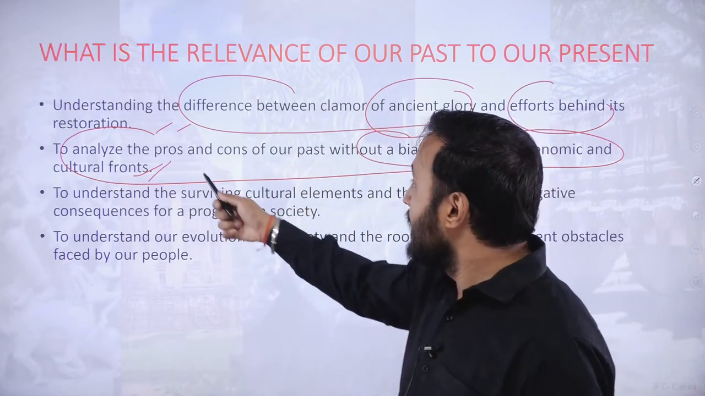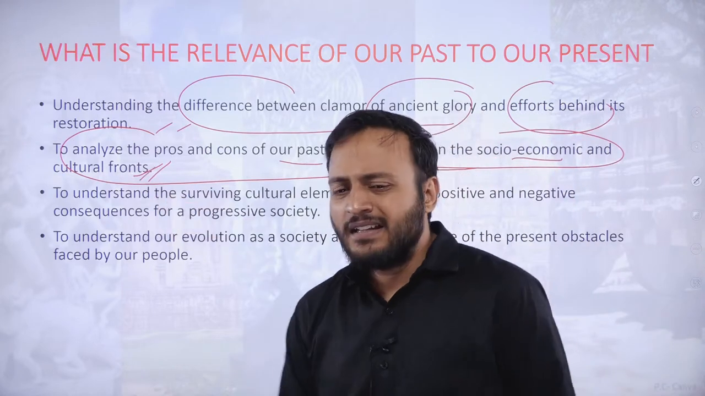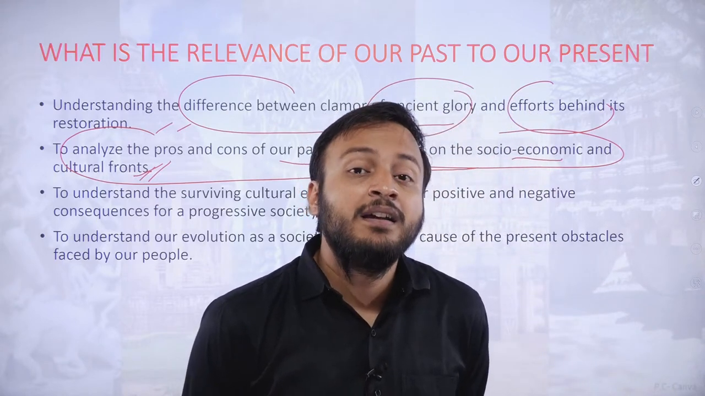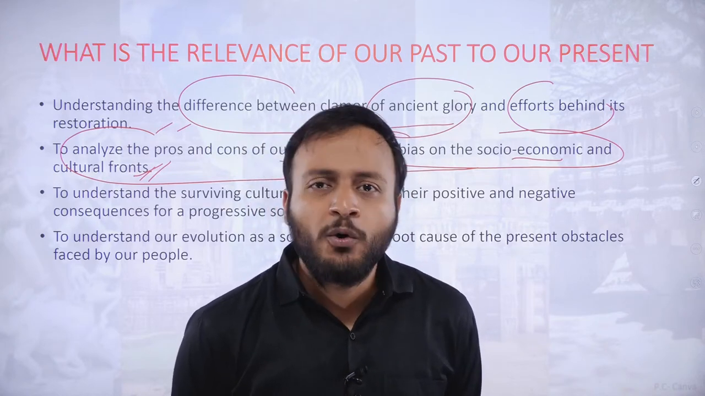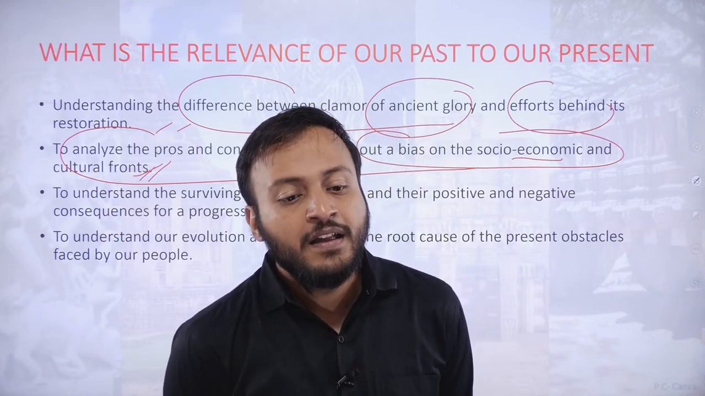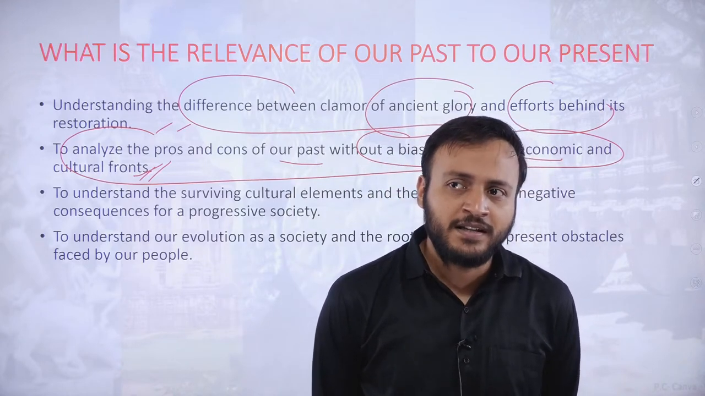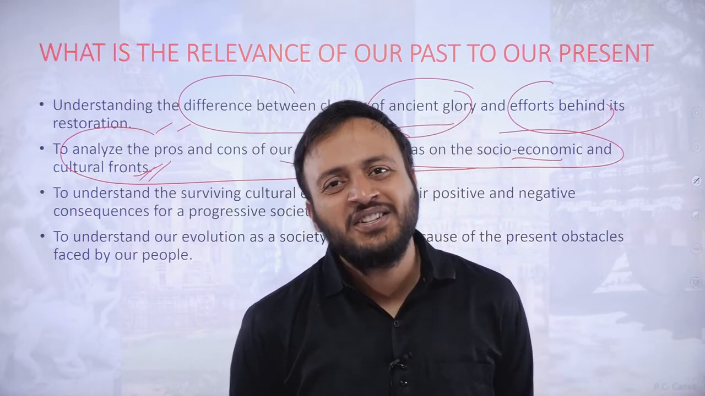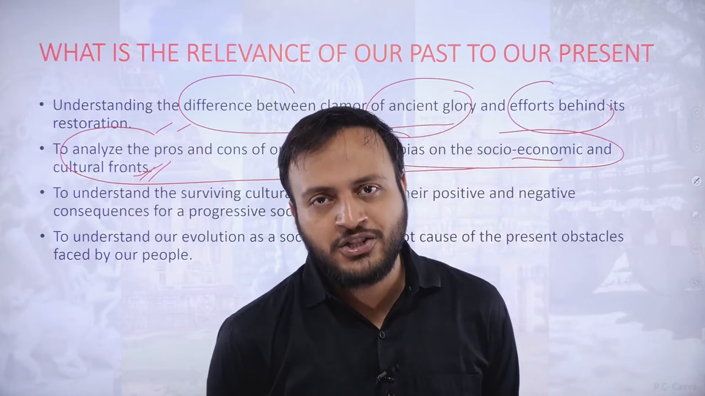Now, similarly, if we talk about the socio-economic and cultural fronts, there were many practices existing in the past of our country. For example, the sati system. For example, child marriage. We have come over those practices. We have completely left those practices. It does not mean that in order to replicate the past practices of our country, we start making those mistakes once again. So history tells us how to evolve, how to develop further in our culture and in our growth.